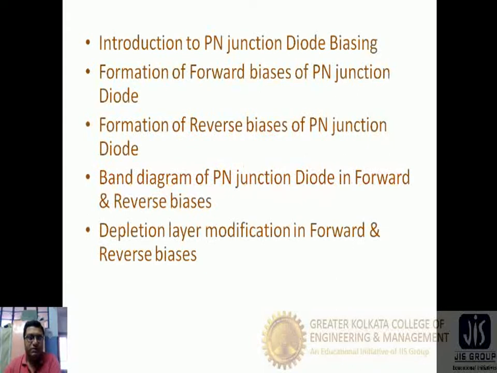So in this session we will cover the following topics: introduction to PN junction diode biasing, formation of forward biasing of a PN junction diode, formation of reverse bias of a PN junction diode, the band diagram of a PN junction diode in forward and reverse bias, and the depletion layer modification in forward and reverse bias. So we'll discuss these topics one by one. So let us begin.